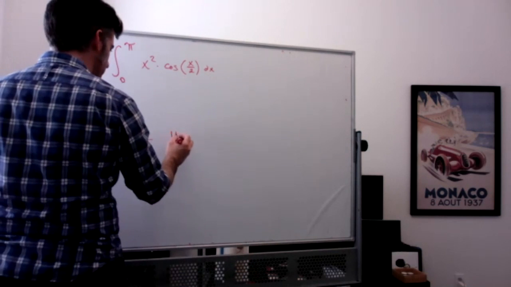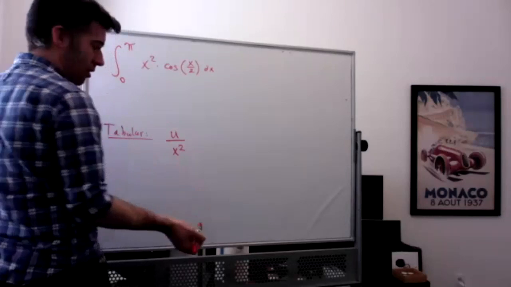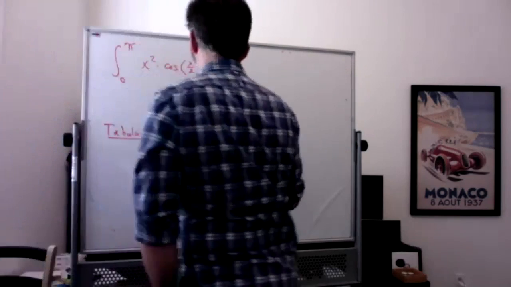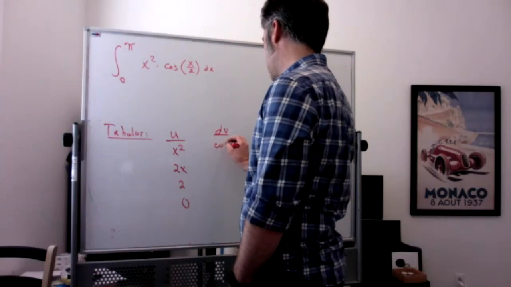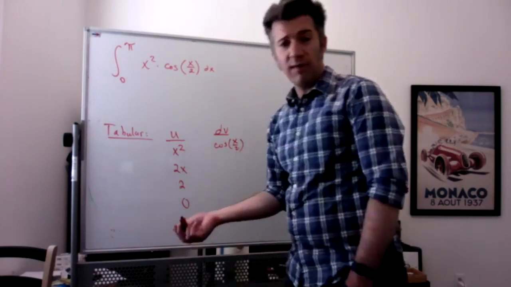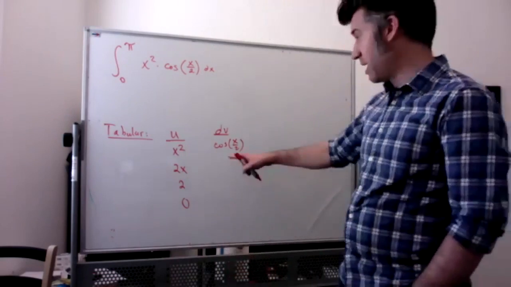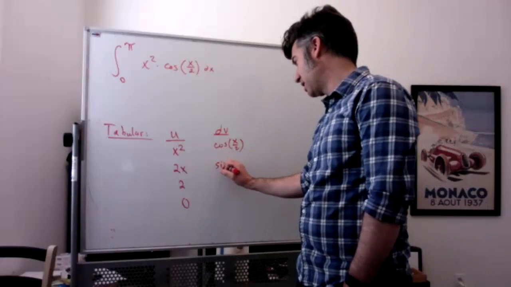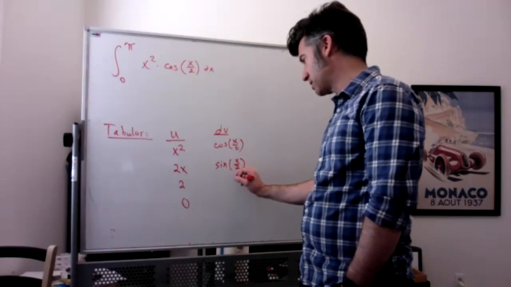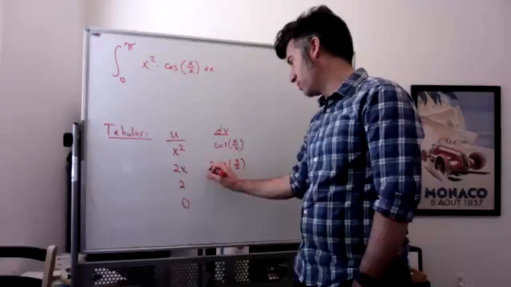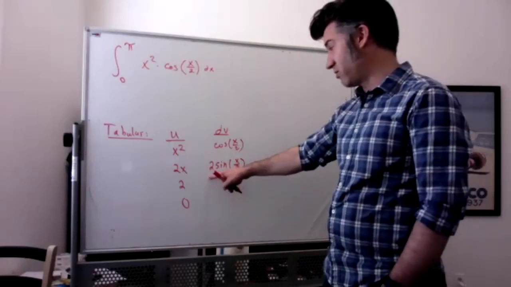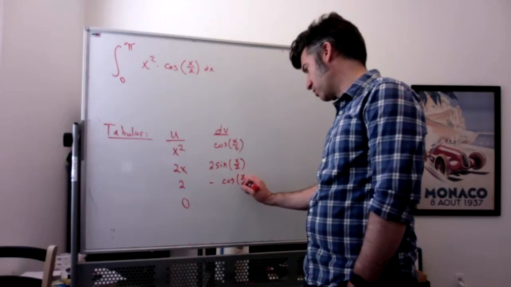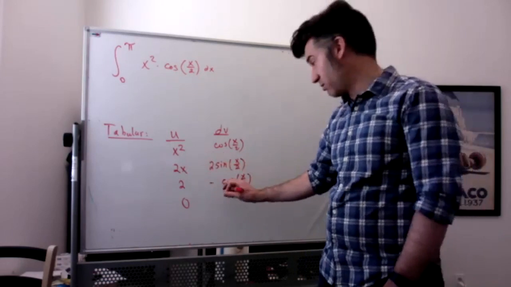I'm going to let u be x squared. And then all the derivatives are 2x, and then the derivative of that is 2, and the derivative of that is 0. And my dv is going to be cosine of x over 2. Here's where we have to be a little extra careful with our tabular method. The antiderivative of cosine of 1/2 times x is sine of 1/2 times x divided by 1/2, which is multiplied by 2. And the antiderivative of 2 sine of x over 2 is going to be negative cosine of x over 2 multiplied by another 2. So 2 times 2 is going to be a 4.